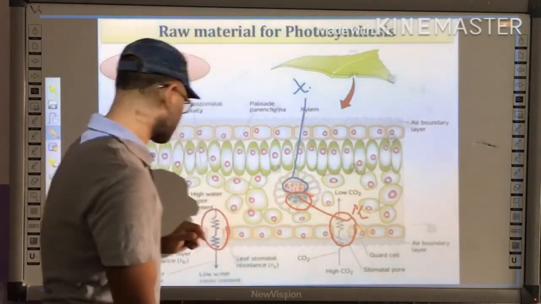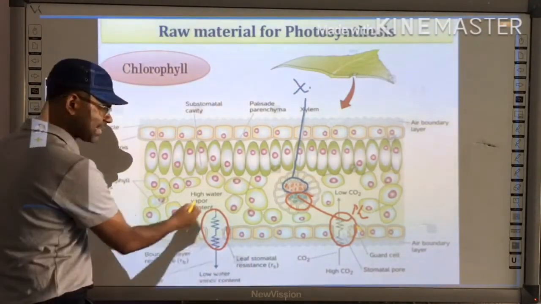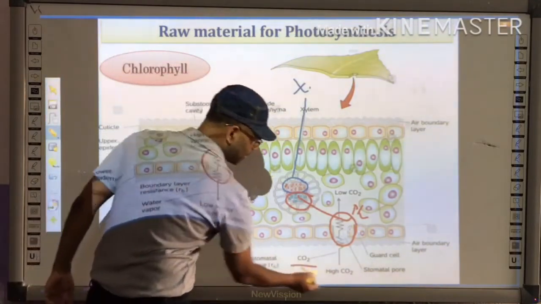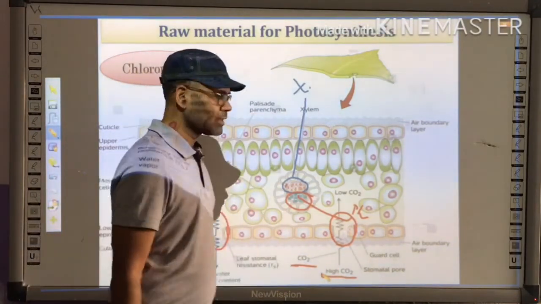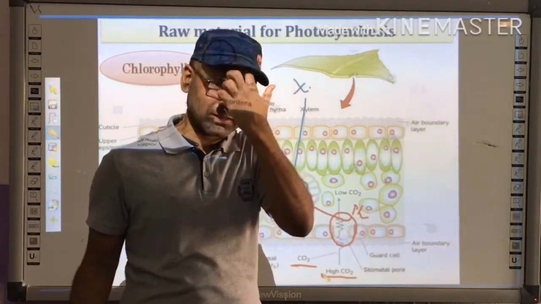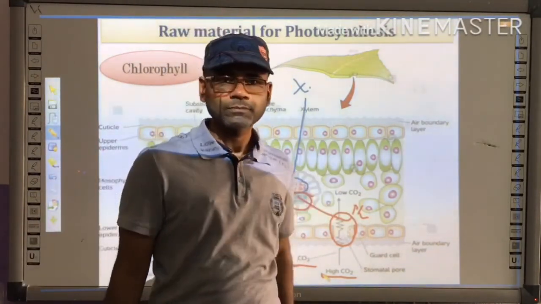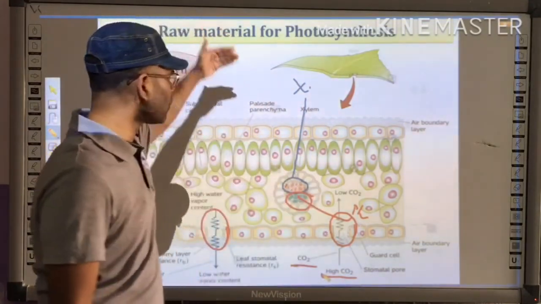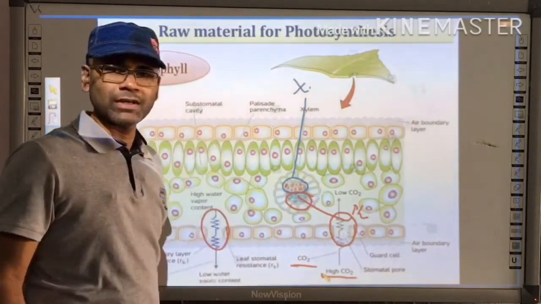These stomata are responsible for exchange of gases like carbon dioxide and oxygen. They are also responsible for transportation of water. So that we will discuss in the next part. Okay, so this is a longitudinal section of a leaf.